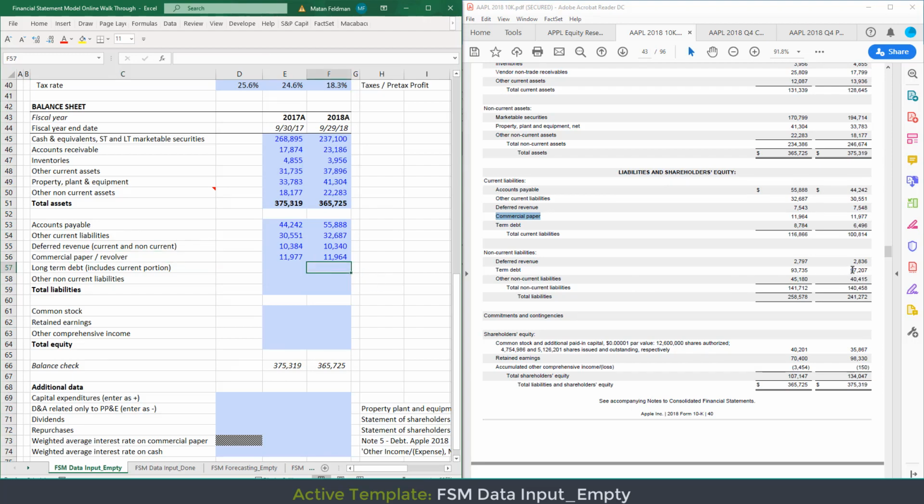Long-term debt, they have almost $100 billion of long-term debt. If we include the current portion, we actually get to more than $100 billion. So this is debt that's due this year that is long-term, as opposed to debt that is long-term that's not due this year.